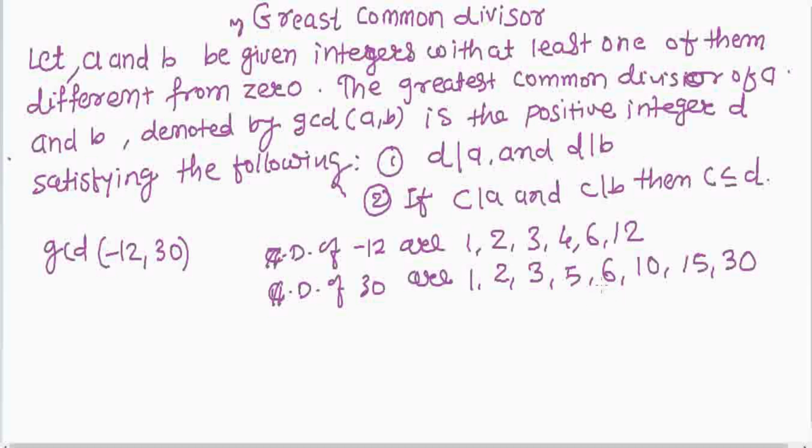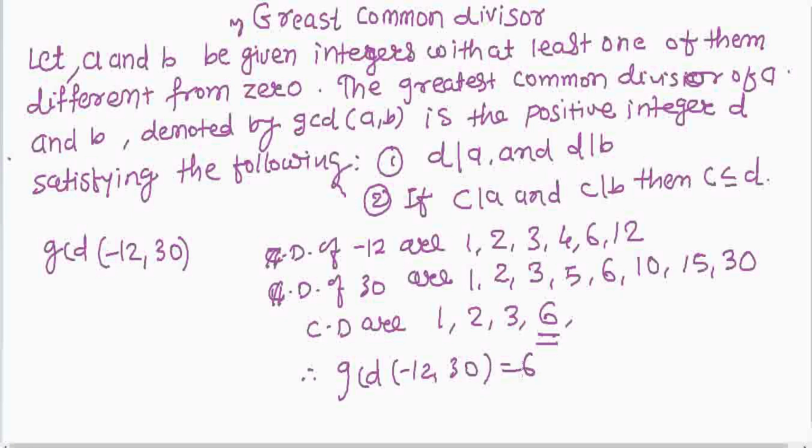So we have a list of divisors of -12 and a list of divisors of 30. Now among these, the common divisors are 1, 2, 3 and 6. From these common divisors, the greatest one is 6, and therefore GCD of -12 comma 30 is equal to 6.